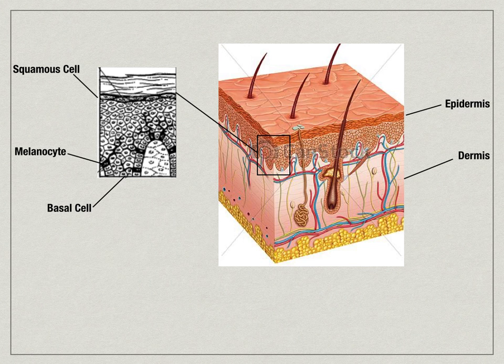Alright, so let's get familiar with the structure of the skin. On the right side of the slide, we have a picture of the structure of the skin. We have the epidermis, which is above the dermis, and on the left side of the slide, we have a piece of the epidermis cut out. We have squamous cells, which are flat cells on the outer part of the epidermis, and melanocytes, which produce melanin.